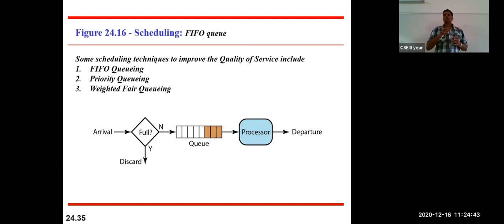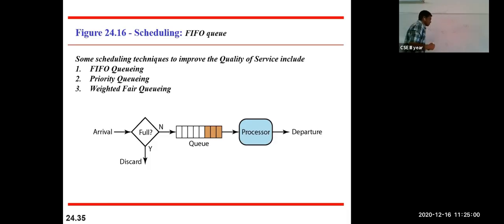Now, out of those packets that are coming into the queue, there is a processor now. The processor picks one after the other. In which fashion? First in, first out. That is FIFO queuing. First in, first out.